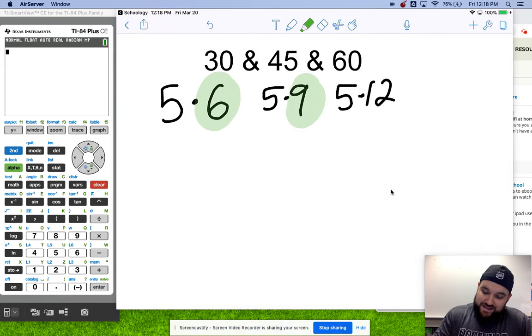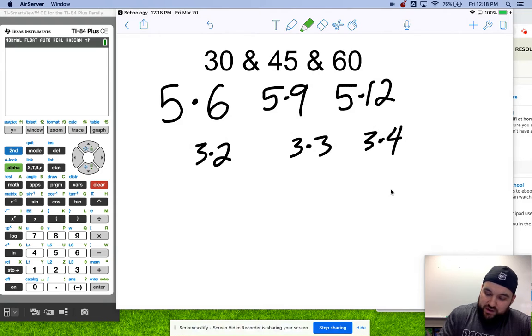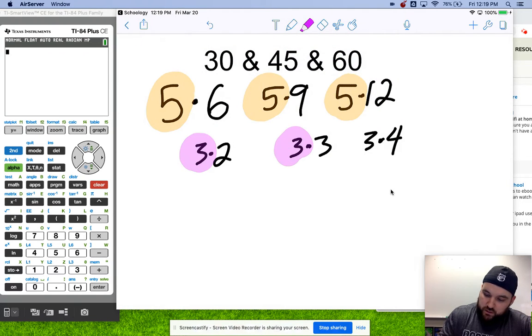But what we can see is that 6, 9, and 12 all have a common factor as well, right? 6 could be written 3 times 2, 9 could be written 3 times 3, and 12 could be written as 3 times 4. So what that means for us is our GCF isn't actually 5. We found the common factor 5, but then after that, we found another common factor of 3.